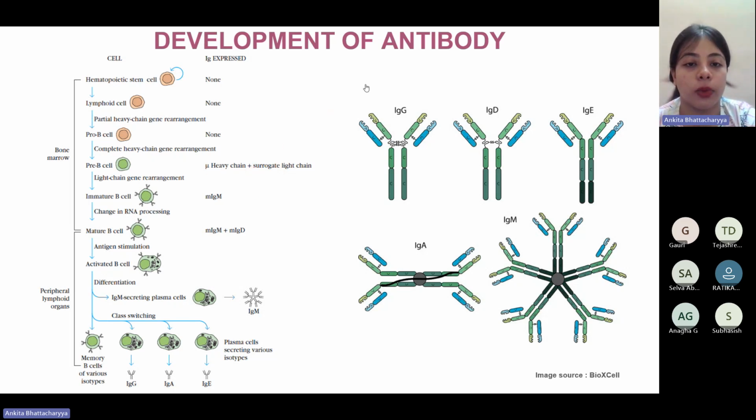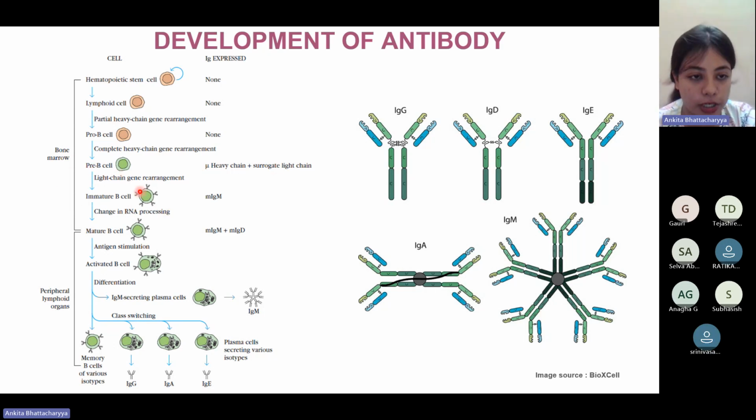Along with that, you have a surrogate light chain. Surrogate means it is something that does not sustain throughout the B cell developmental process, but is initially expressed as a way to keep the antibody stable. From the pre-B cell, we have the immature B cell, where there is a membrane IgM present. Membrane IgM means it's an IgM molecule present on the B cell surface. All of this occurs within the bone marrow.